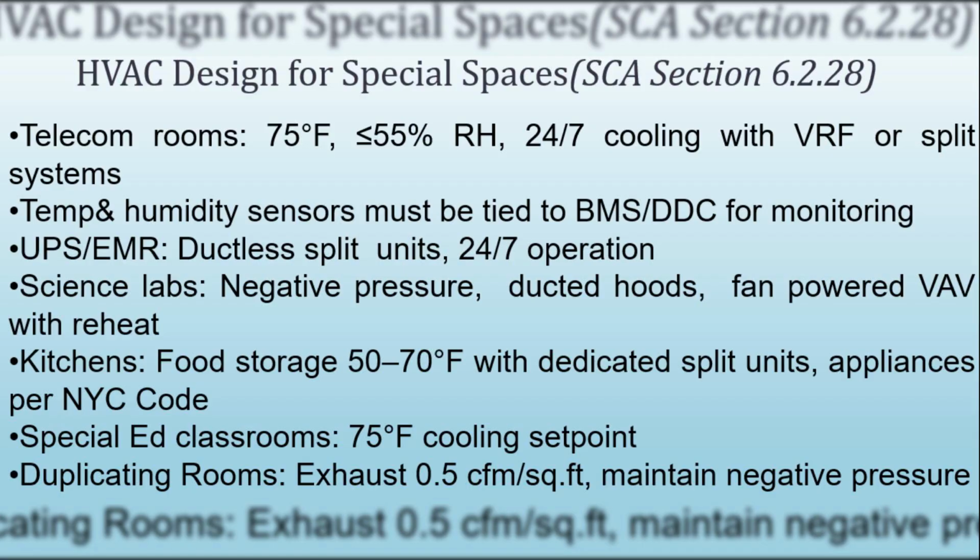Duplicating rooms generate heat and odors, so they require continuous exhaust at half a CFM per square foot, with the space kept under negative pressure. Finally, special education classrooms require a stricter cooling set point of 75 degrees instead of the standard 78, ensuring better comfort for sensitive occupants. This section provides very specific HVAC design requirements for telecom, electrical, emergency, food storage, science labs, special education, duplicating rooms, cooking, and athletic facility spaces under NYC SCA standards.